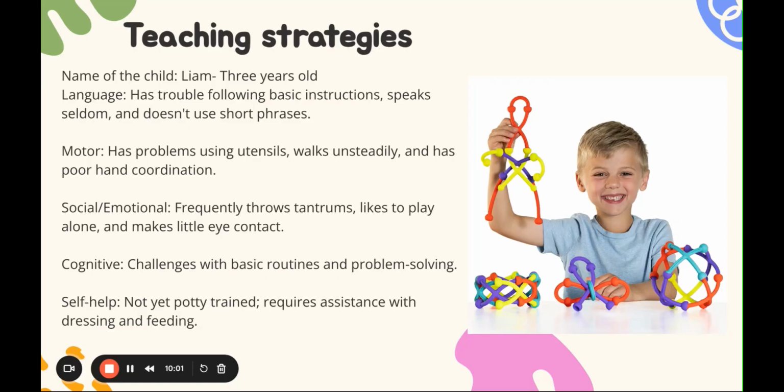Here's an example. This is a child named Liam. He is 3 years old. He has trouble following basic instructions, does not use short phrases. His motor skills: he has problems using utensils, walks unsteadily, and has poor hand coordination. Social and emotional: he frequently throws tantrums, likes to play alone, and makes little eye contact. Cognitive: challenge with basic routines and problem solving. Self-help: he is not yet potty trained and requires assistance with dressing and feeding.